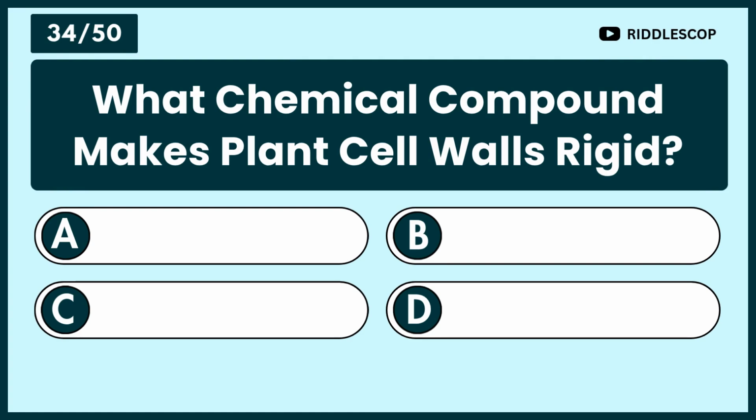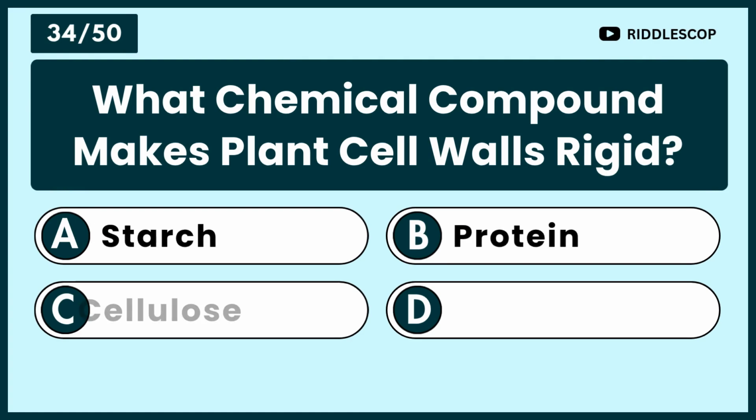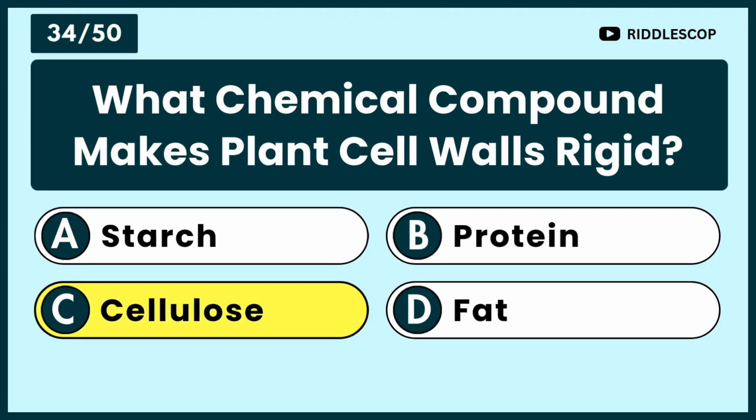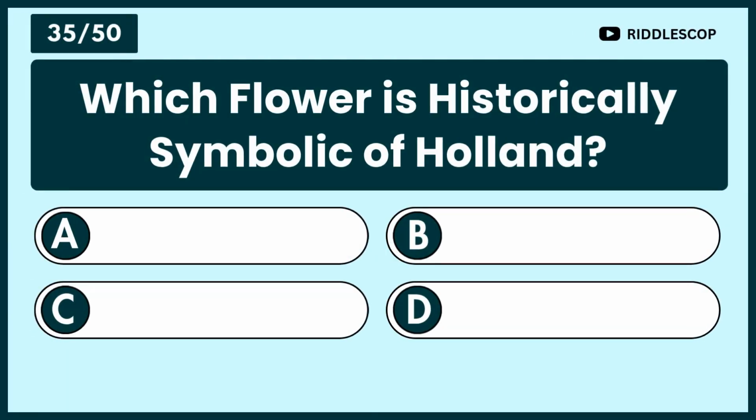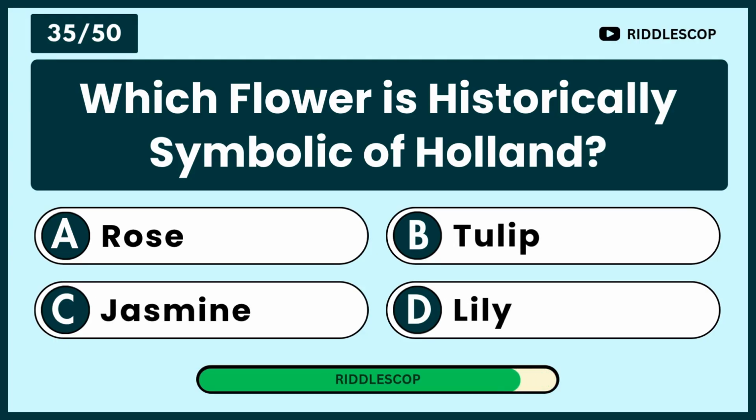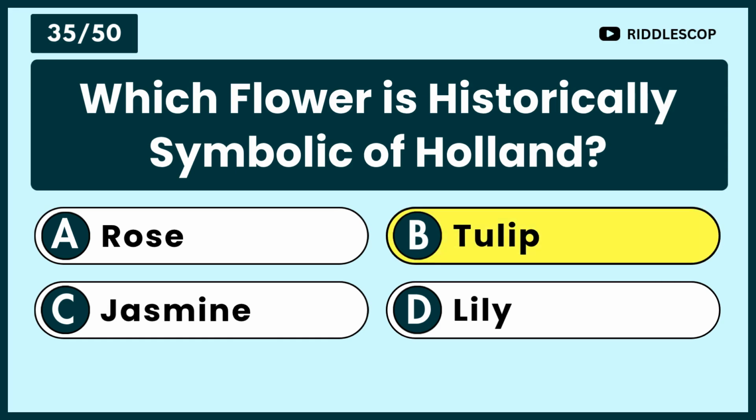What chemical compound makes plant cell walls rigid? Option C. Cellulose. Which flower is historically symbolic of Holland? Option B. Tulip.